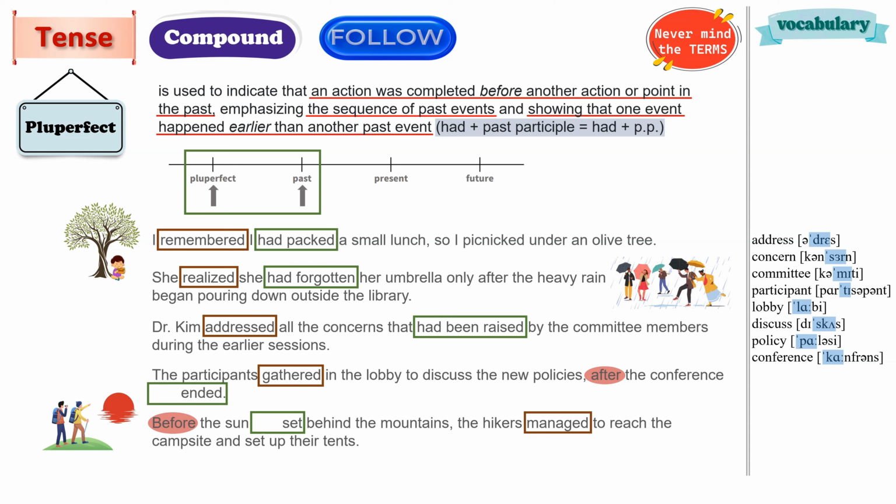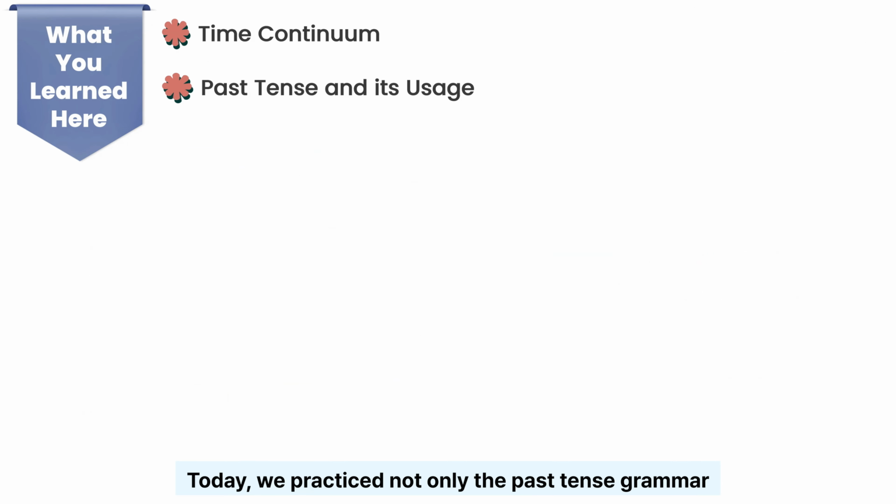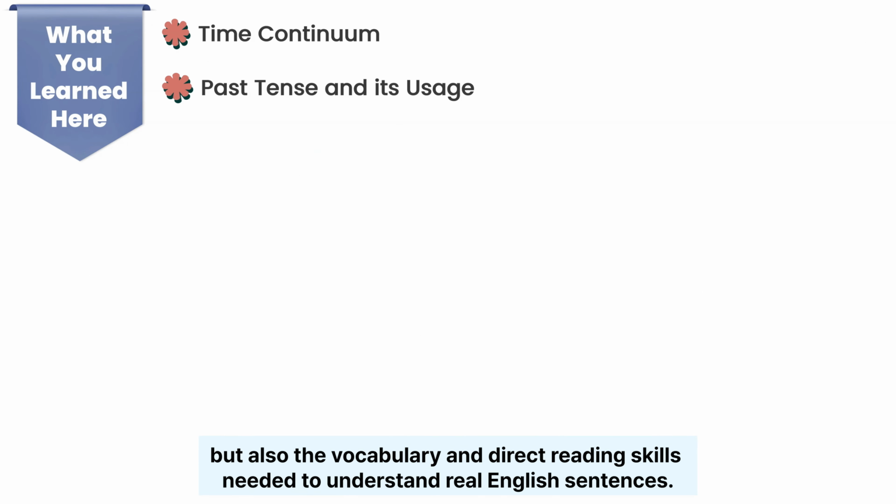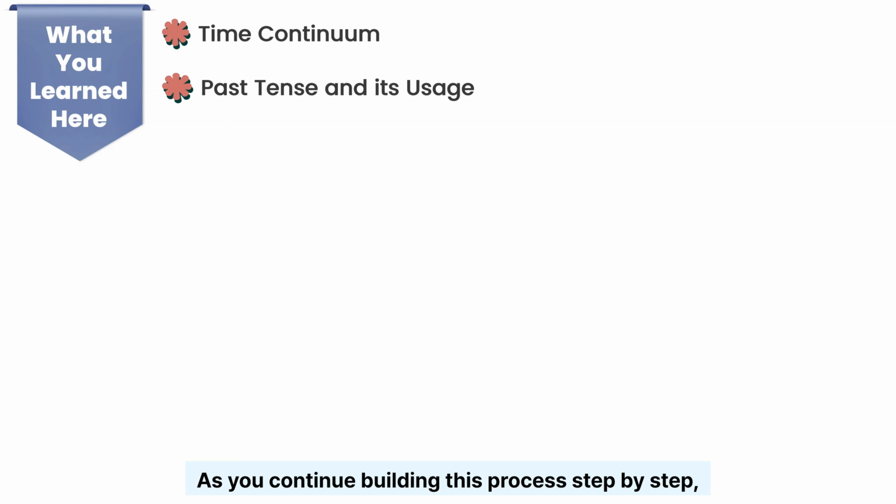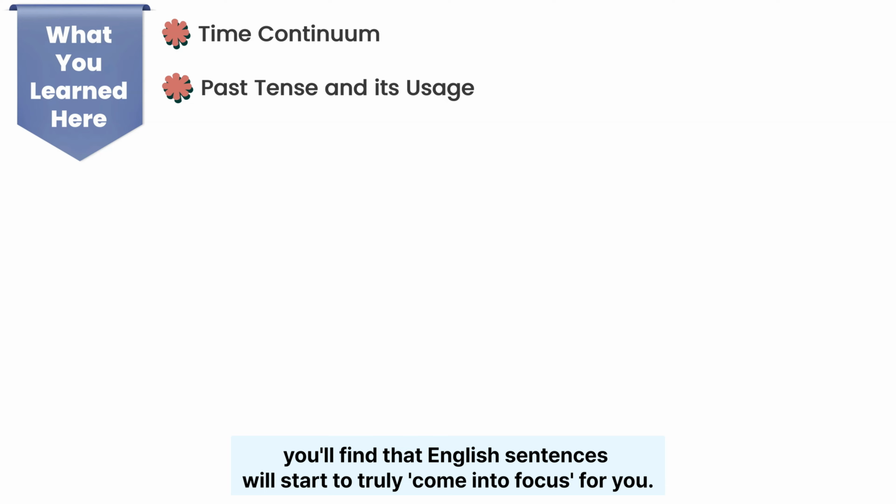The participants gathered in the lobby to discuss the new policies after the conference ended. Before the sun set behind the mountains, the hikers managed to reach the campsite and set up their tents. Today, we practice not only the past tense grammar, but also the vocabulary and direct reading skills needed to understand real English sentences. As you continue building this process step by step, you'll find that English sentences will start to truly come into focus for you.